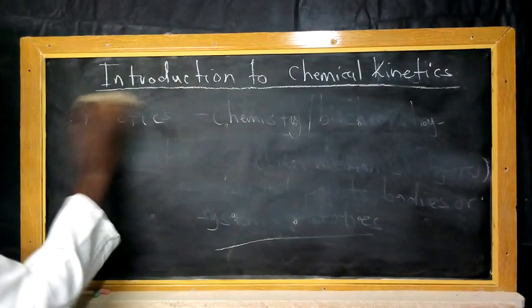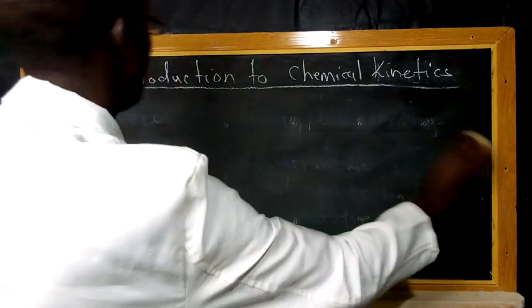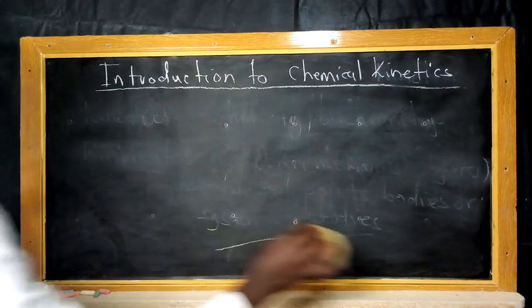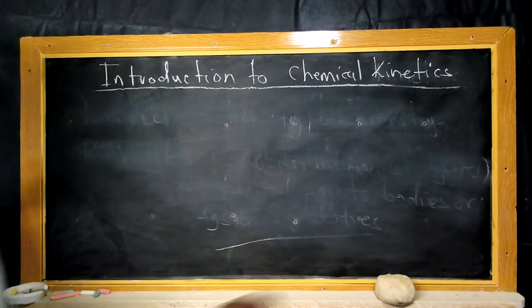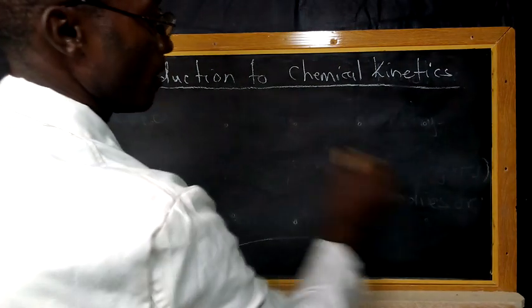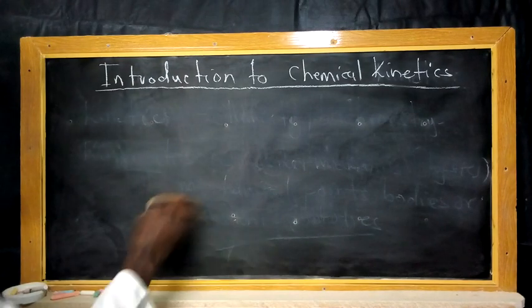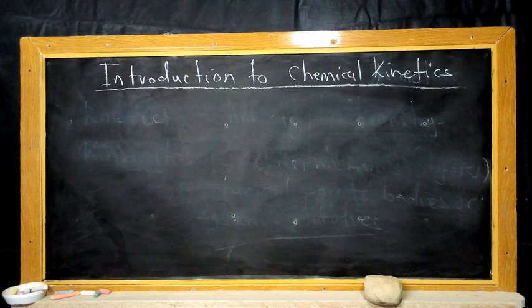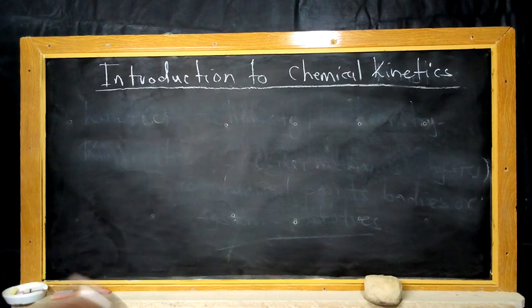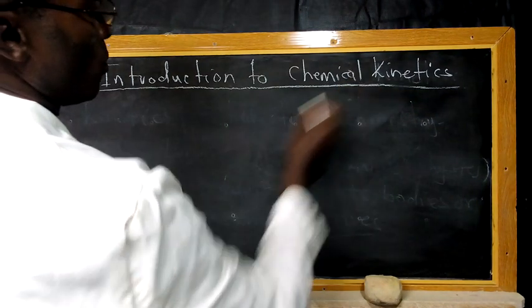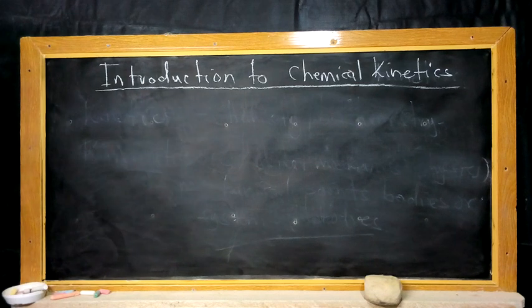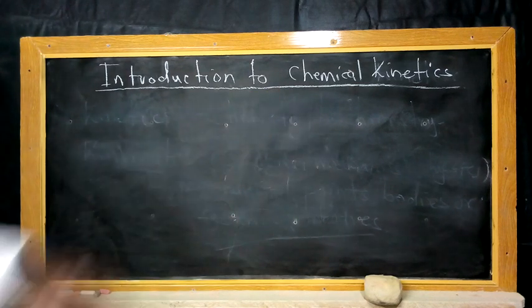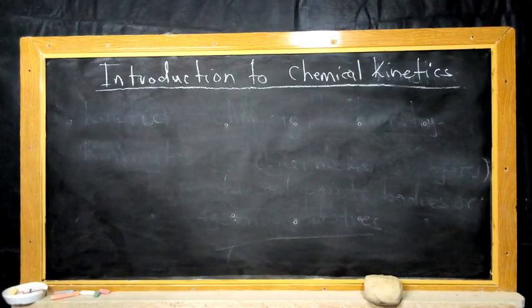So in that case, we can look at our topic, which is Introduction to Chemical Kinetics. So in essence, as we have said, kinetics is the study of the measure of the rate of chemical reactions. Chemical kinetics in that sense now refers to the study of the rate at which chemical reactions take place.